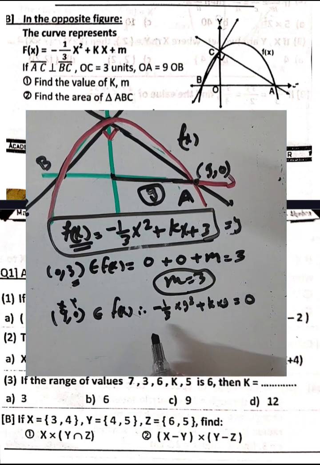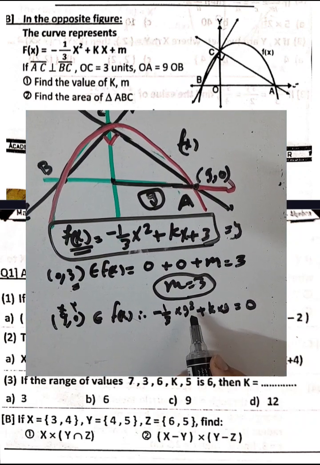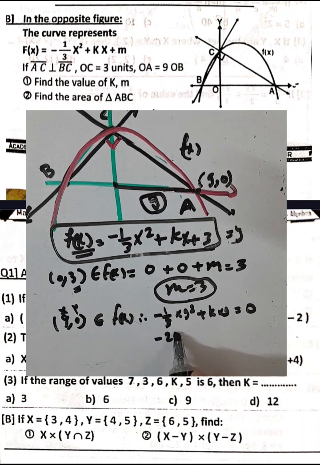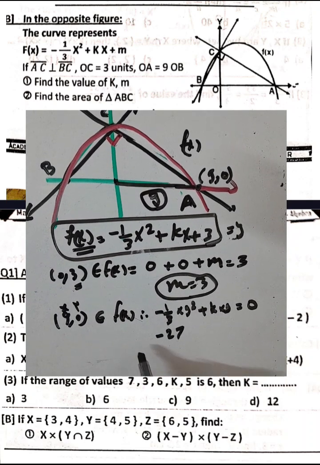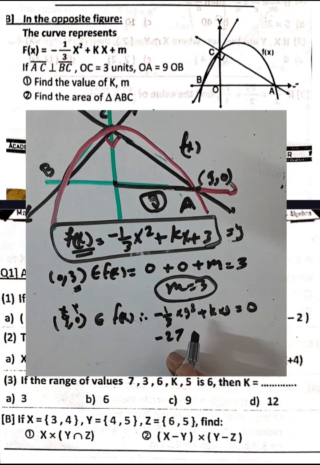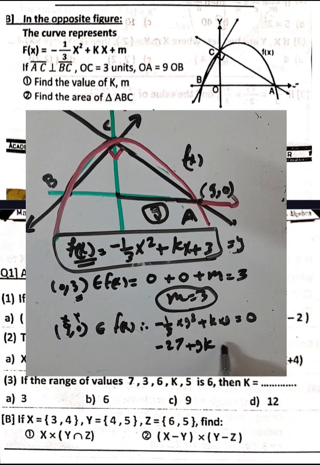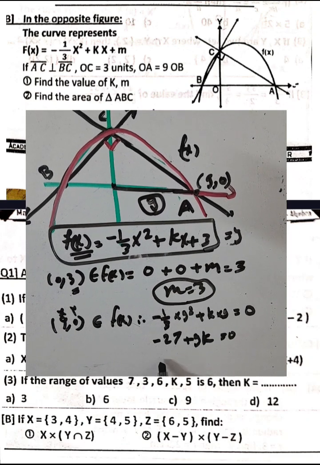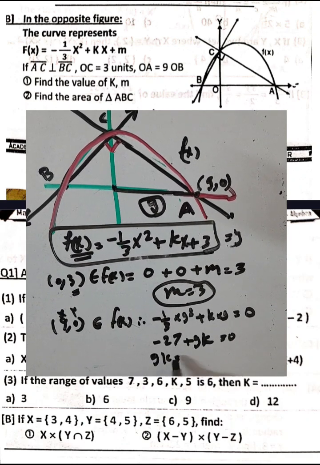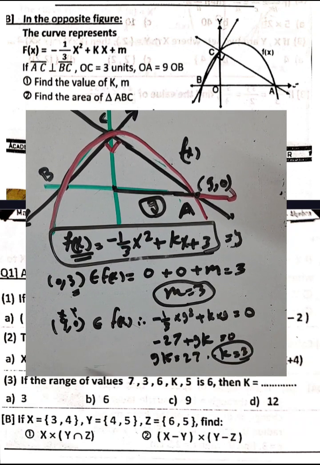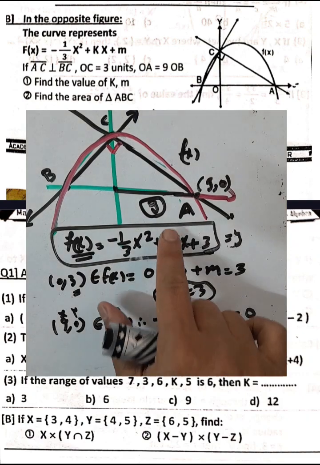9 power 2 is 81, divided by 3 is 27, and write negative 27 plus 9k equals 0. Then 9k will be equal to 27. Then the value of k equals 3. Then k will be 3. Write 3 here.